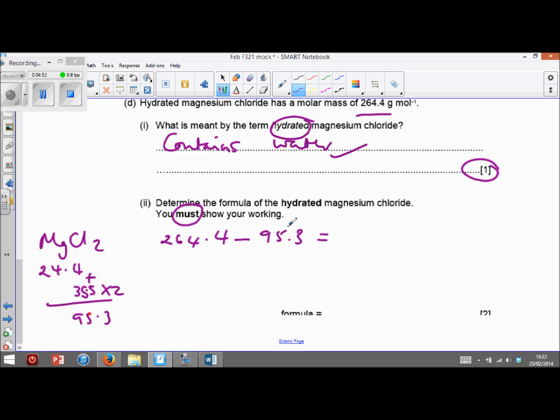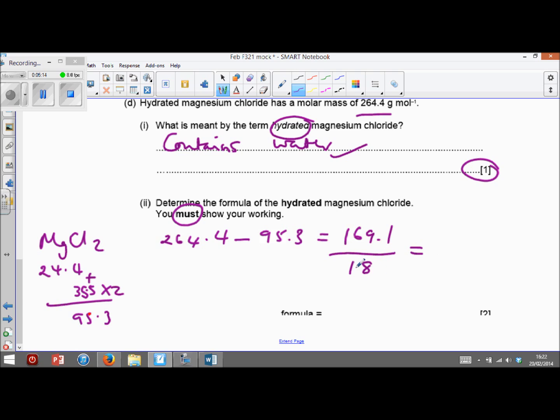Remember, it gives you the Mr of the water. So 264.4 take away 95.3, by my calculator, gives us 169.1. And that's the molar mass of all the water molecules together. You need to find out how many there are.